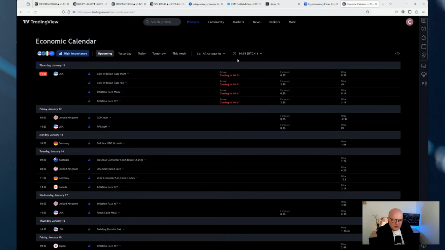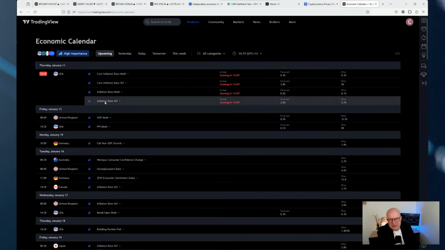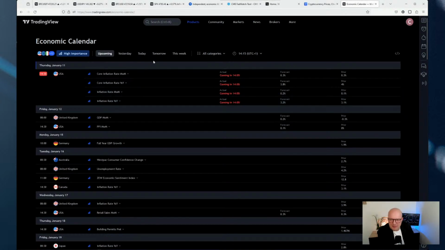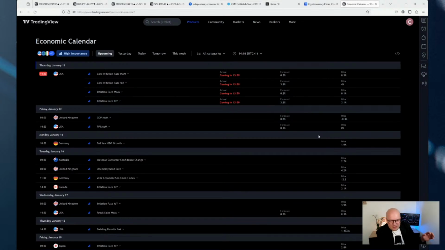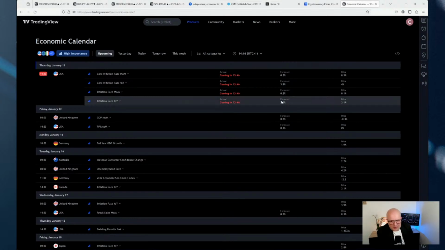The important thing that we want to keep an eye on are only 2 out of these 4 readings that are going to be published. The first one is the inflation rate YOY, which means year over year, so the inflation rate of December 2023 compared to December 2022. The forecast is that inflation is 3.2%. The last reading, November, was 3.1%.